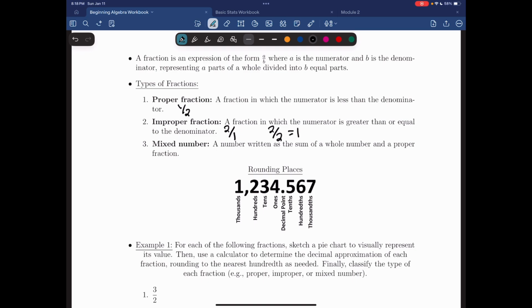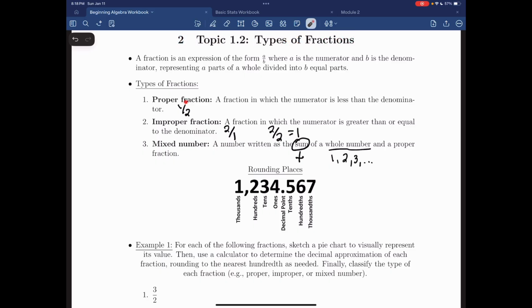And then a mixed number is a number that is written as the sum of a whole number and a proper fraction. So let's break that down. First off, the word sum means addition. And a whole number can be any number like 1, 2, 3, and so on. And a proper fraction, recall, is when the numerator is less than the denominator. So an example of a mixed number could be 3 2/3.